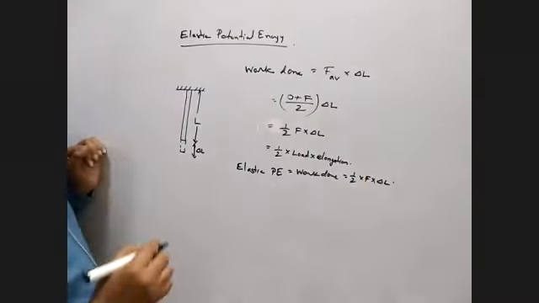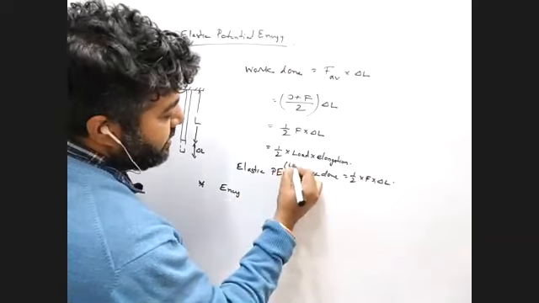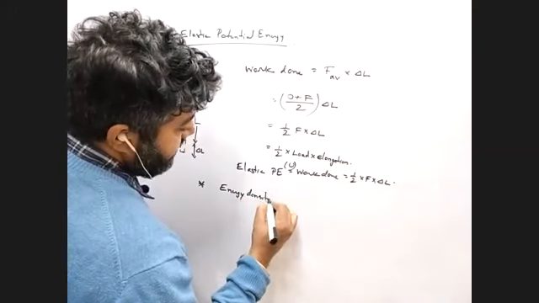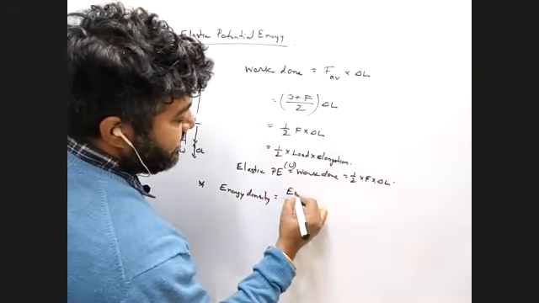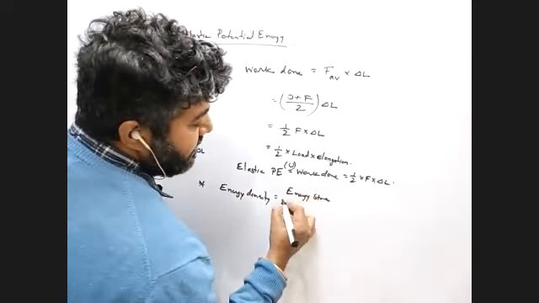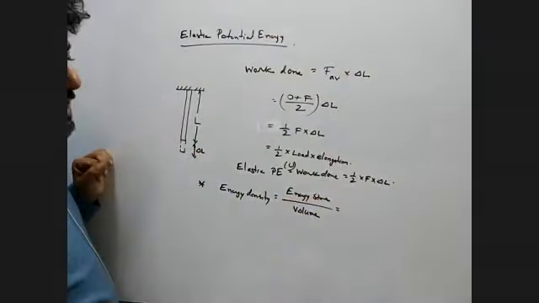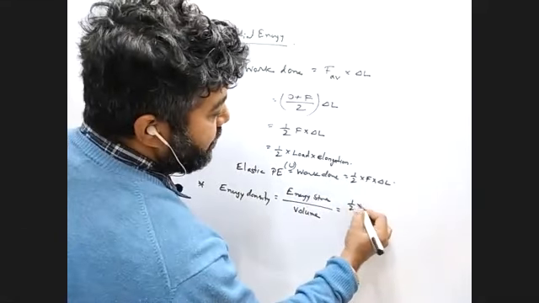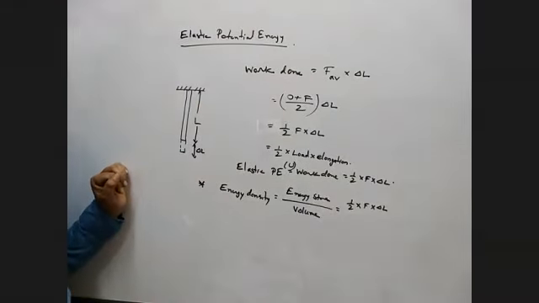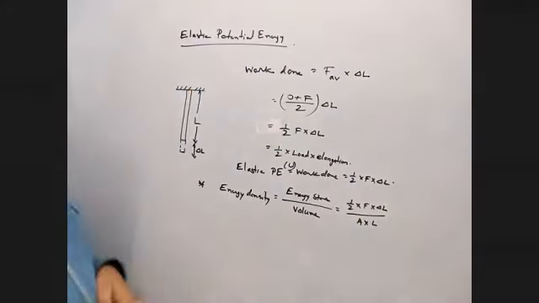Now there is one more thing which is called the energy density. Potential energy you can represent by the symbol U also. Energy density is defined as the energy stored, potential energy, per unit volume. So the potential energy is half force into change in length. And what about the volume? Area into length, which always remains constant.